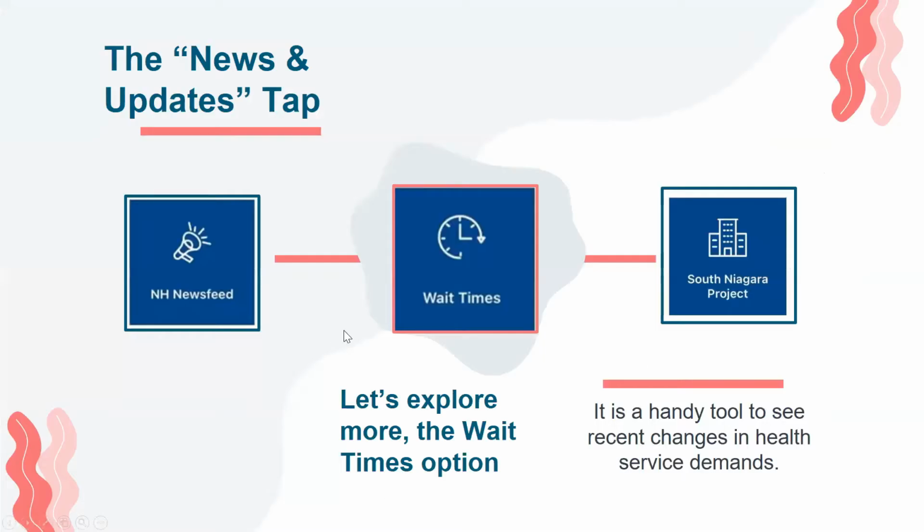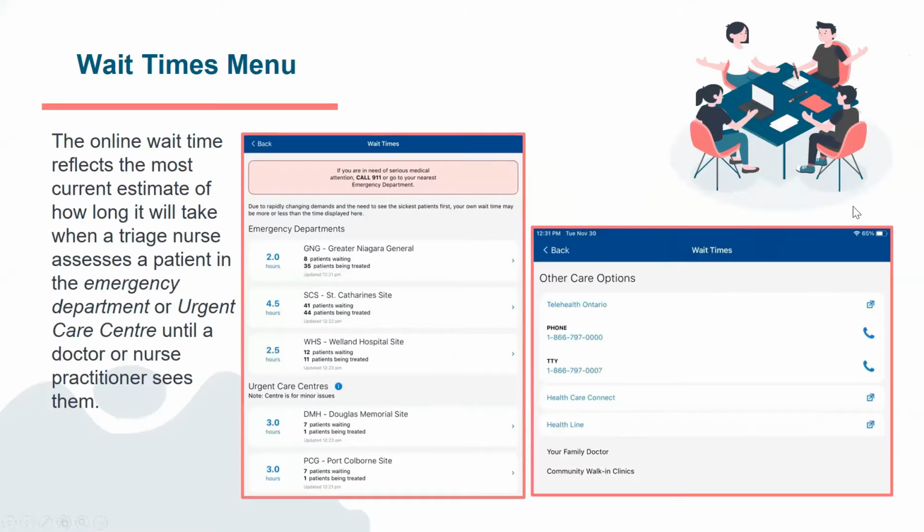As mentioned, under the news and updates, we have our news feed, our South Niagara project, and our wait times. And this one I found personally really helpful. All right, and then this is a little bit more detail about the wait times menu. And just so everybody is aware, we did recently close our Douglas Memorial site right now to redeploy staff to help out with COVID initiatives. So if you do go into the app, you won't see Douglas Memorial on the list right now. Once things calm down and we open back up again, it'll reappear.